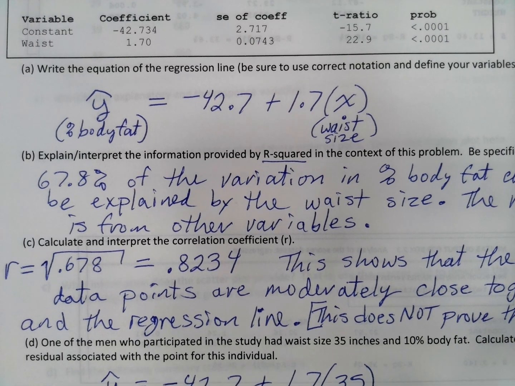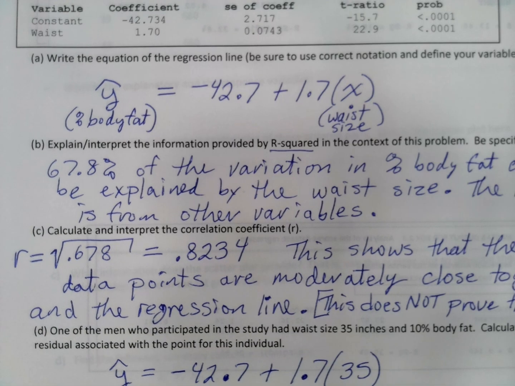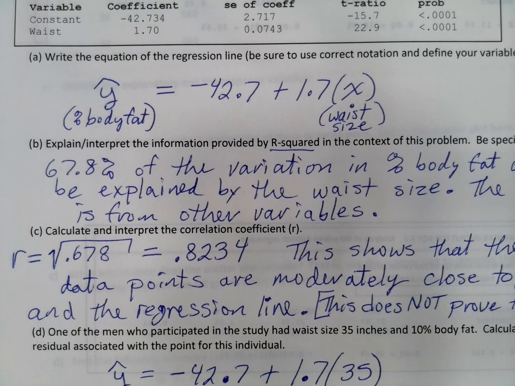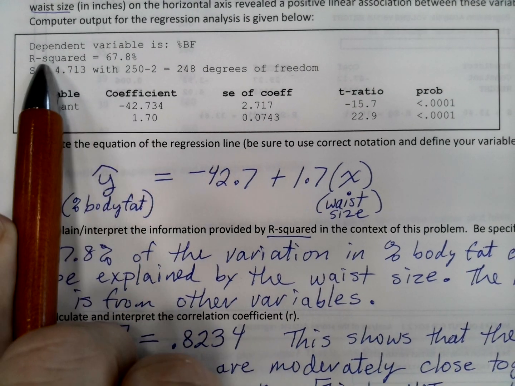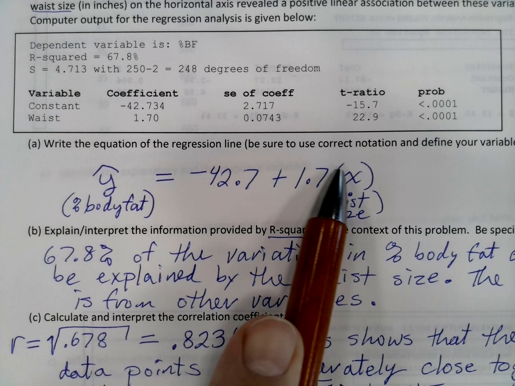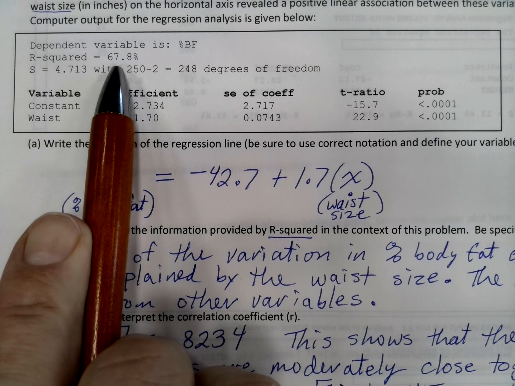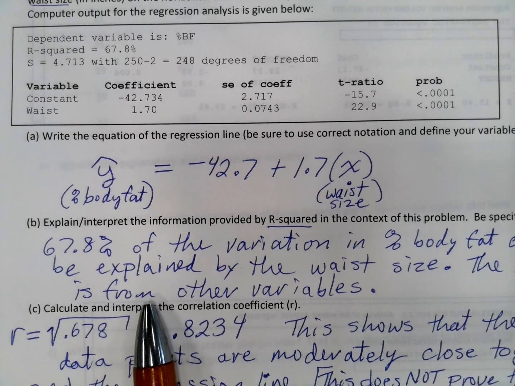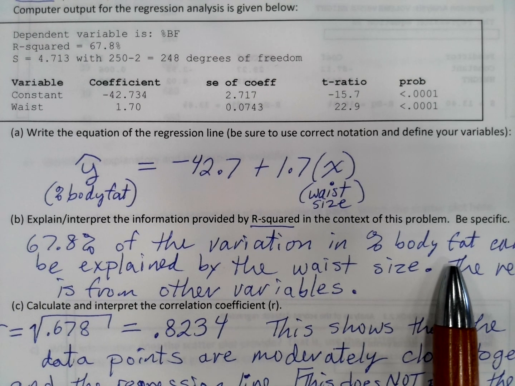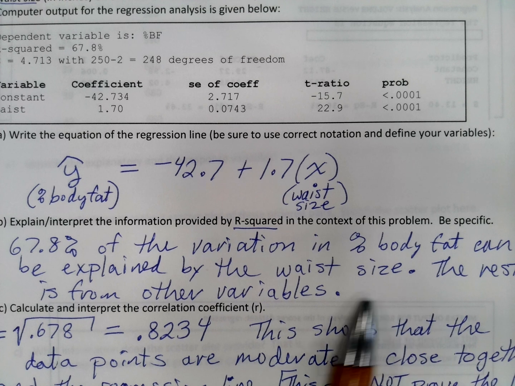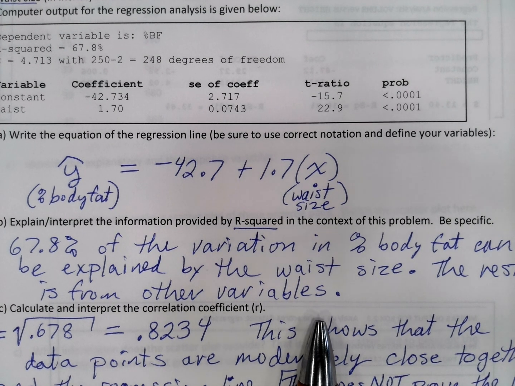Okay, next question is, interpret the information provided by r squared. Well, if we go back up here, r squared is 67.8. This time it's on the top, sometimes it's on the bottom. You just have to find it. 67.8. So I come down here, 67.8% of the variation in percent body fat can be explained by the waist size. The rest is from other variables.